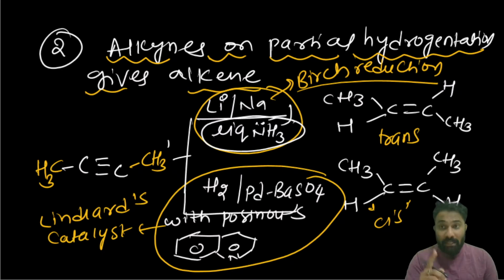Now many of the times they will ask this. I will ask the question: but-1,9 upon Lindlar's catalyst and Birch reduction, what geometrical isomerism can we expect? Whether cis-trans, or E/Z, or syn and anti. Listen carefully.